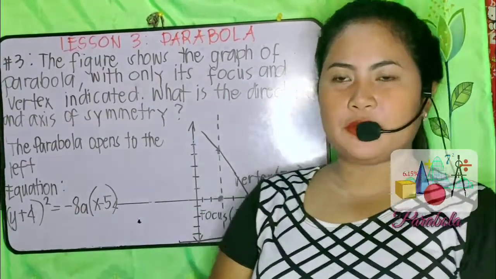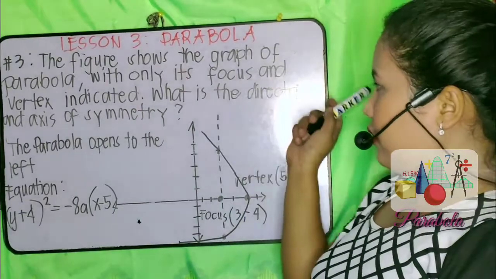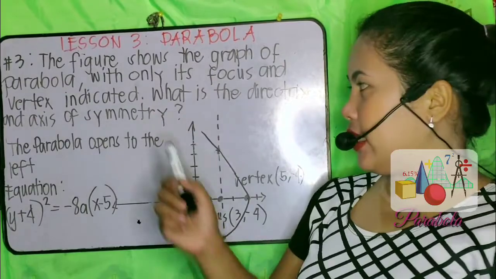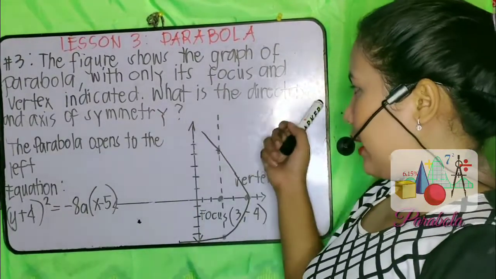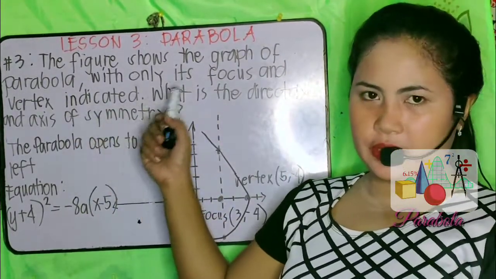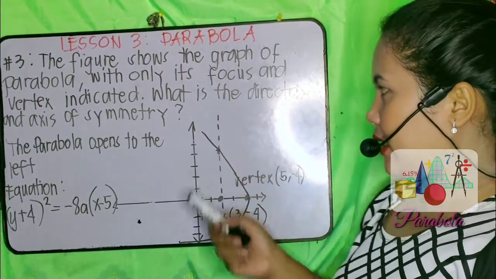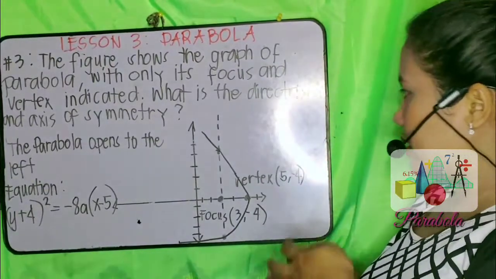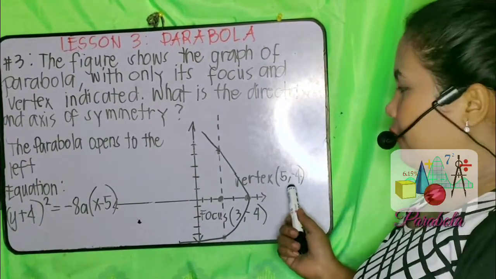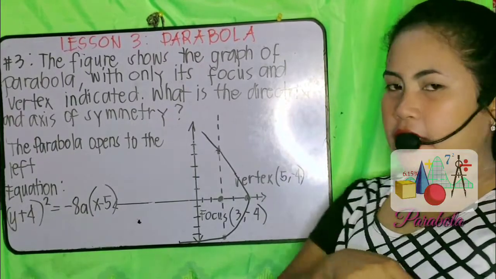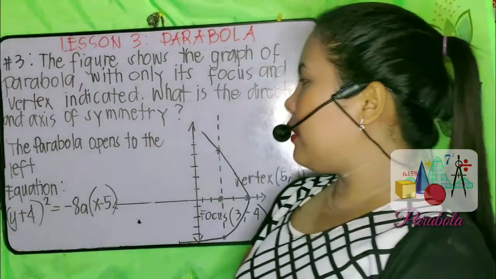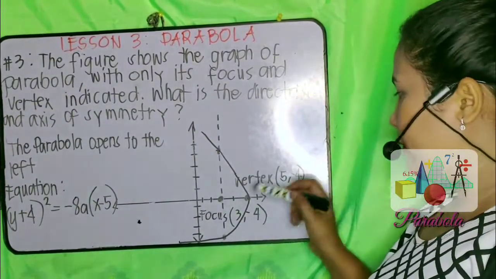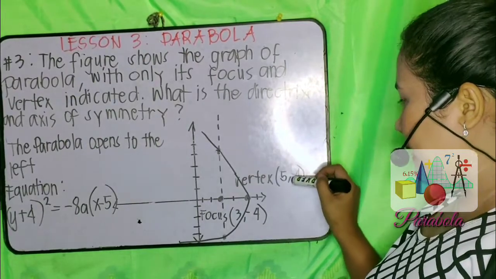Okay, so let's proceed to example number 3. The figure shows the graph of a parabola with only its focus and vertex indicated. What is the directrix and axis of symmetry? So, given the focus and vertex, we're going to find the directrix and axis of symmetry. Our vertex is 5, negative 4. Then, for the focus, we have 3, negative 4. Then, the parabola opens to the left. Why? Because we're going to base it from the given vertex, which is 5, then negative 4.